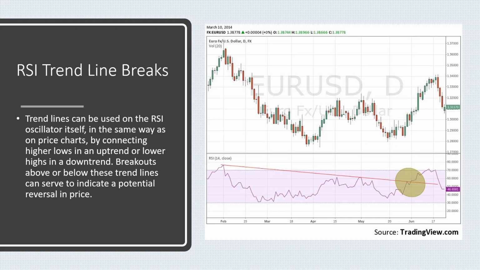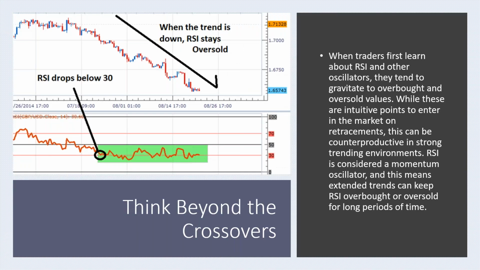Now, trend lines can be used on RSI oscillators also. It's the same way as on a price chart, by connecting higher lows in an uptrend or lower lows in a downtrend. Breakouts above and below these trend lines can indicate a potential reversal in price. So when traders first learn about RSI and other oscillators, they tend to gravitate to overbought and oversold values, above the 70, below the 30.